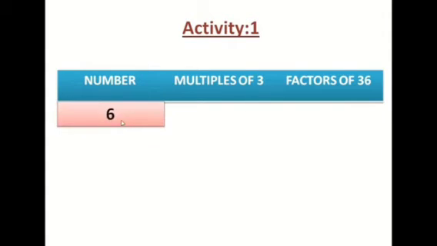Here you can see I have given you one number, 6. So please check whether it's a multiple of 3 or not. If you go for table 3, you will check the multiples. 3 ones are 3, 3 twos are 6. You are getting 6 as a multiple of 3. So what should you write here? You will write yes.